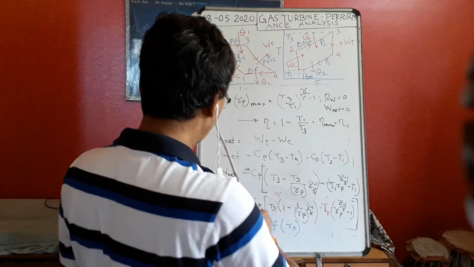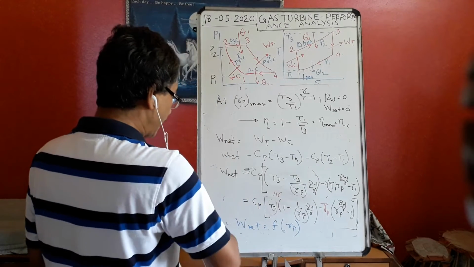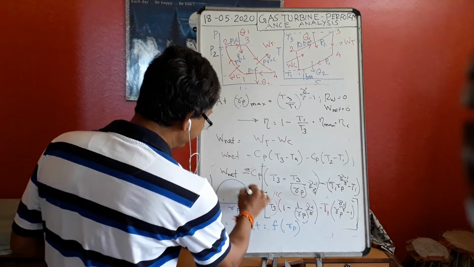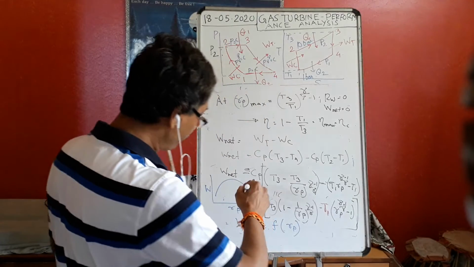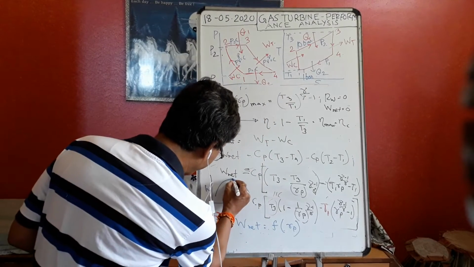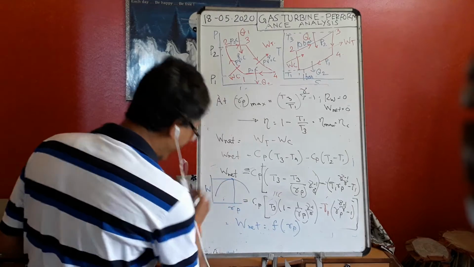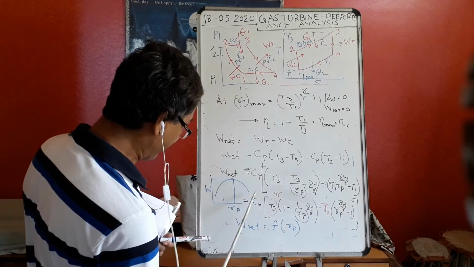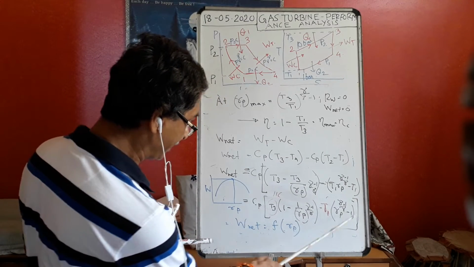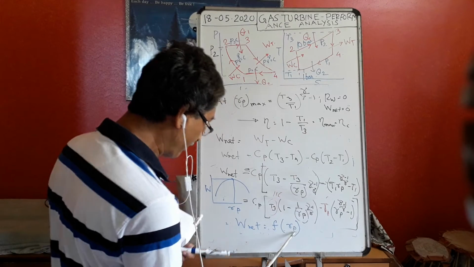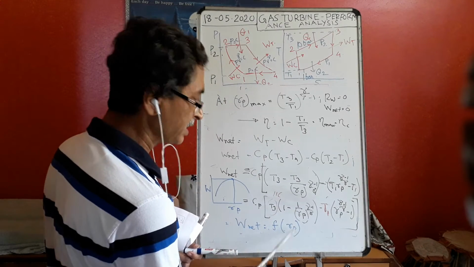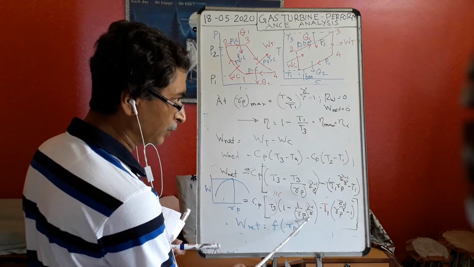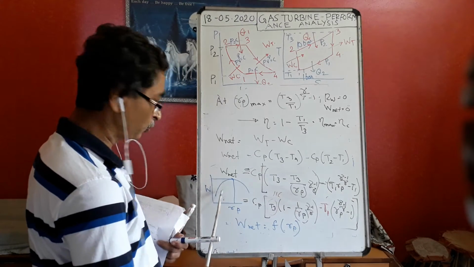So if I draw the curve, this is my Rp and this is my W net, so we'll get a curve like this. Then I have to find out at what particular Rp the work will be maximum, because this is the nature of the graph, because it is not a straight line equation. W net is equal to Cp T3 into 1 by Rp to the power gamma minus 1 by gamma. W net is a function of Rp, but how? This is not a linear function. It is some function depending on gamma minus 1, so that means it is some curve.